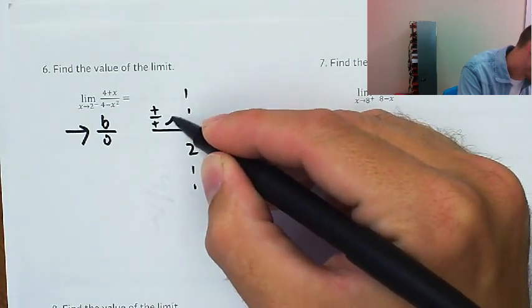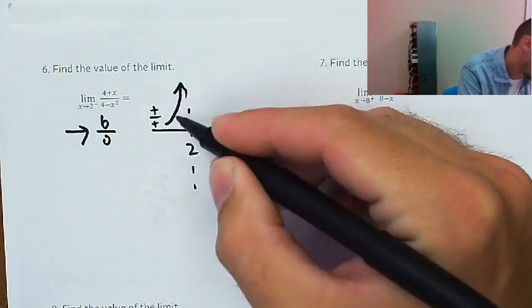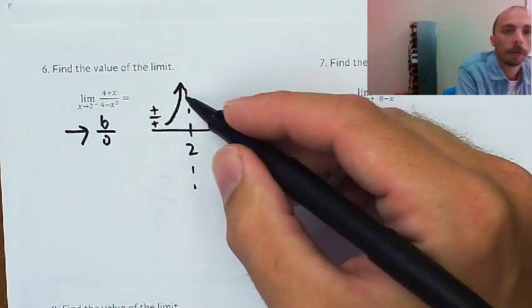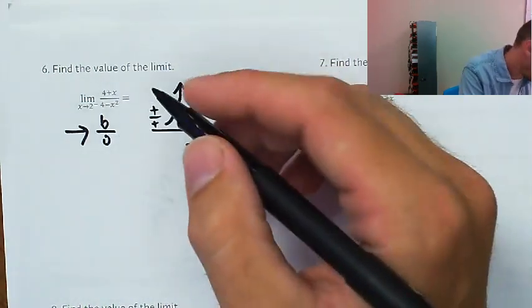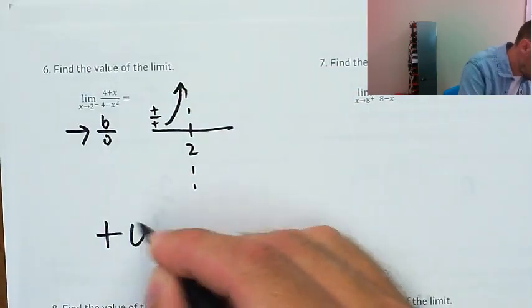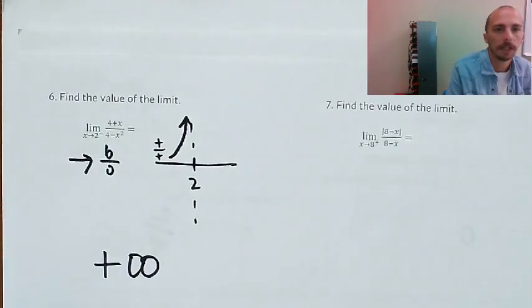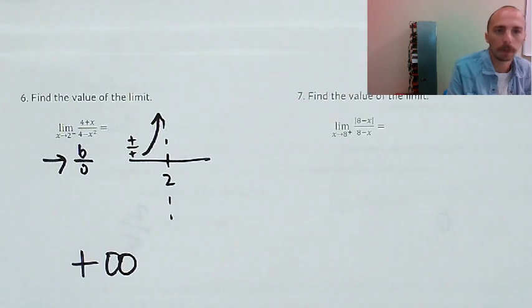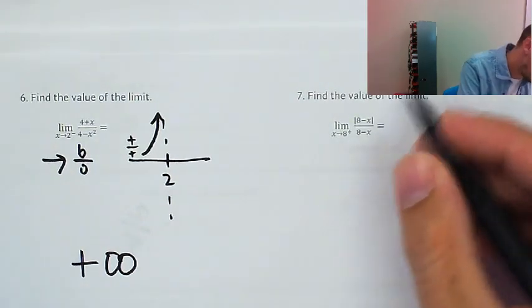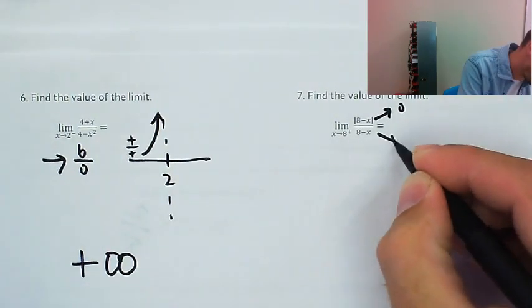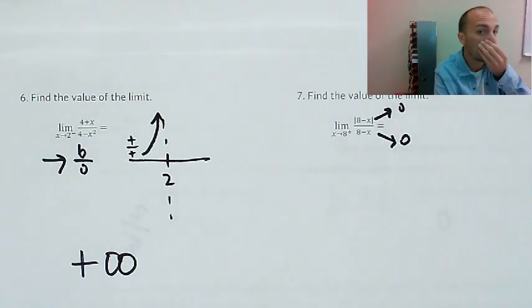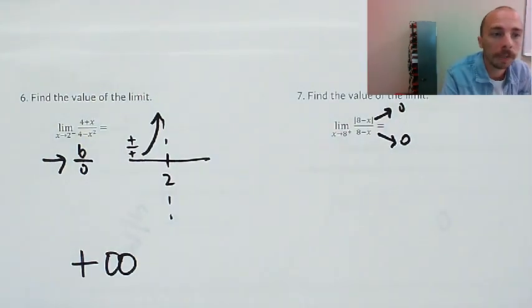Meaning that the graph of this function is going to be positive while approaching a vertical asymptote. That means it's going to positive infinity. So I would say this came back positive infinity. And then the value of this limit, okay, if I plug in on this, this is going 0 on top, 0 on bottom.